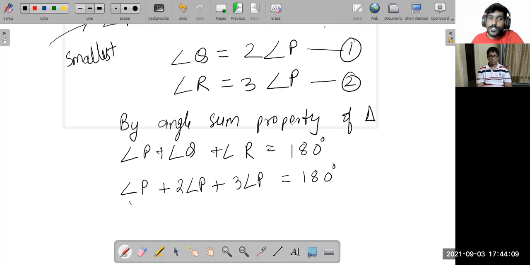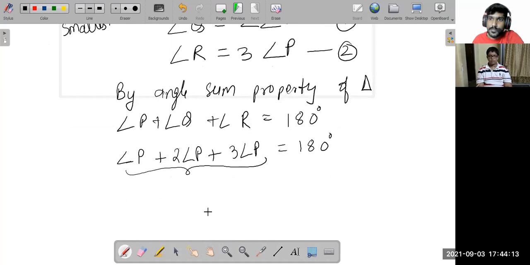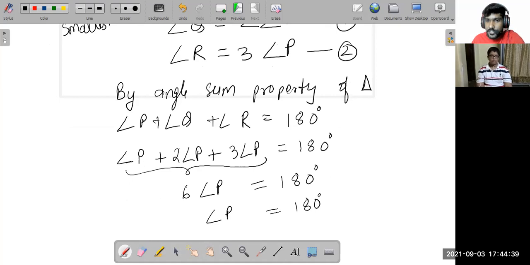Now, how much will this be? Angle P plus 2 times angle P plus 3 times angle P. How much will this be? No, you have to add this. Think of angle P as a third. So that is 6 angle P, equal to 180 degrees. So take 6 to the other side. It will get divided. 180 degrees divided by 6 is 30 degrees.